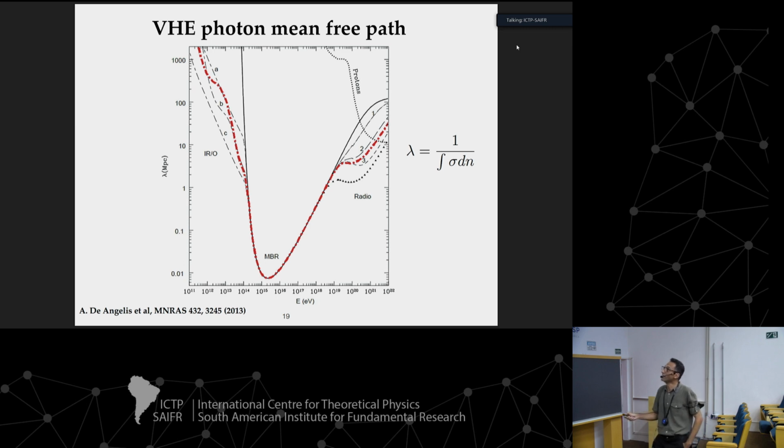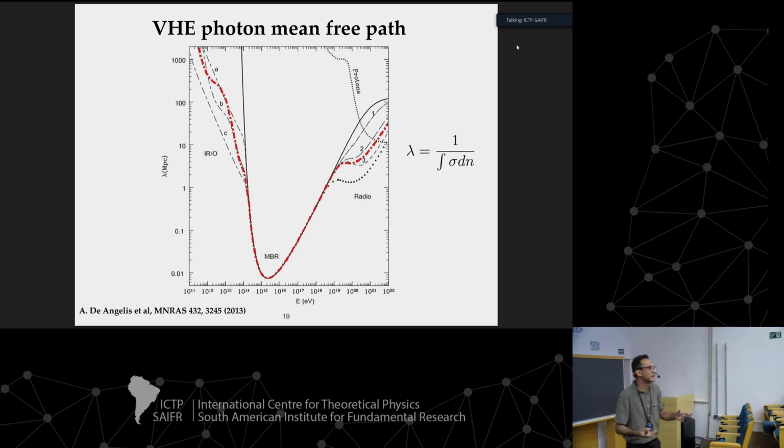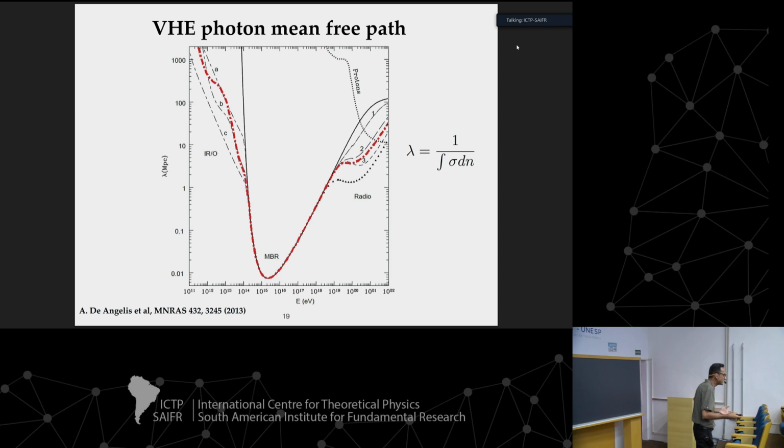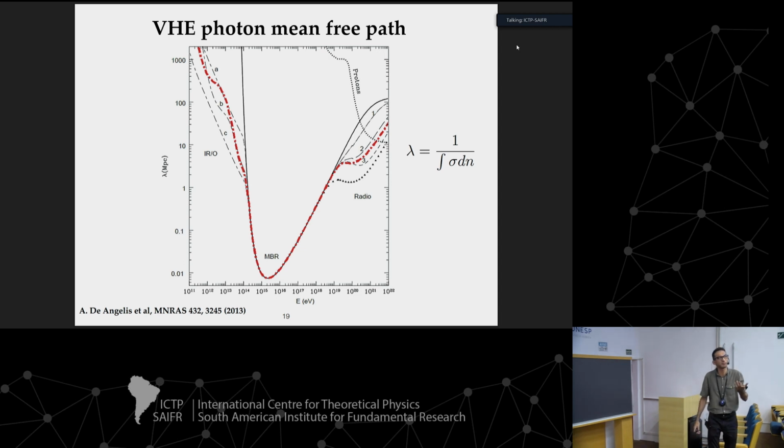You can see that the mean free path drops very fast around energies of 10 to the 15 or 10 to the 16 electron volt. Around 10 to the 15 or 16, the mean free path is the size of our galaxy, basically. So around 10 to the 15 or 16 electron volt, we expect that gamma rays are coming from our galaxy, not from the extragalactic medium, okay?